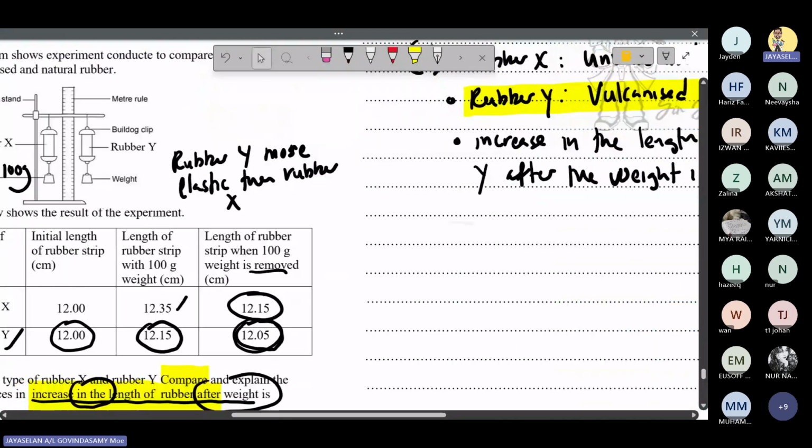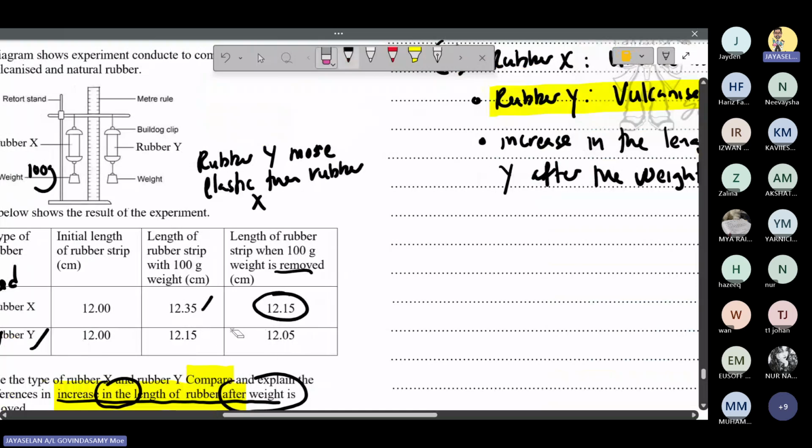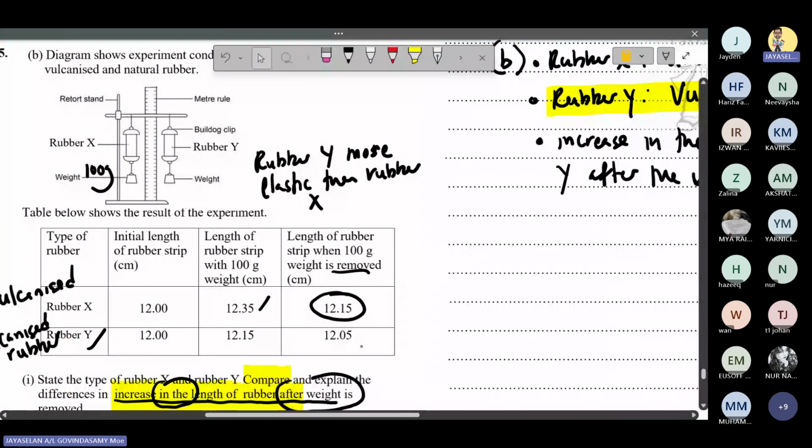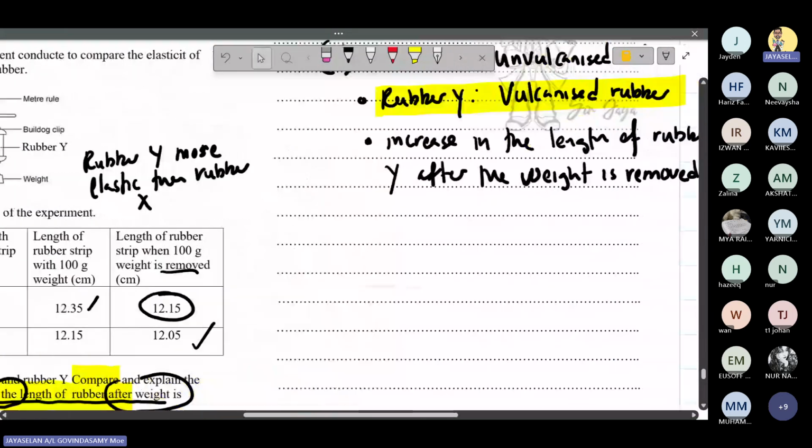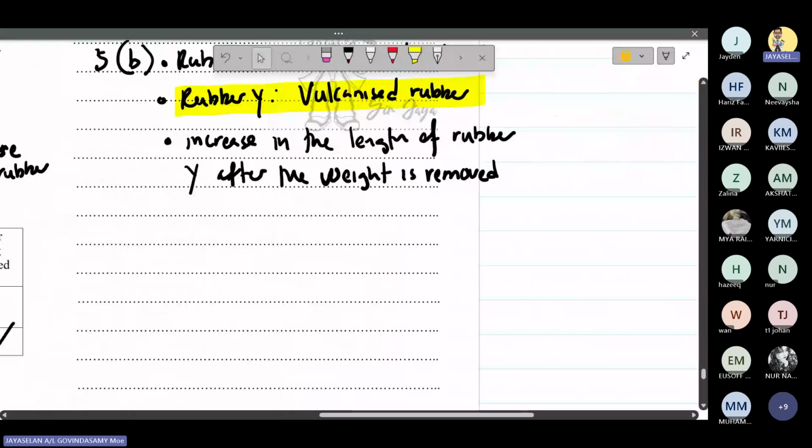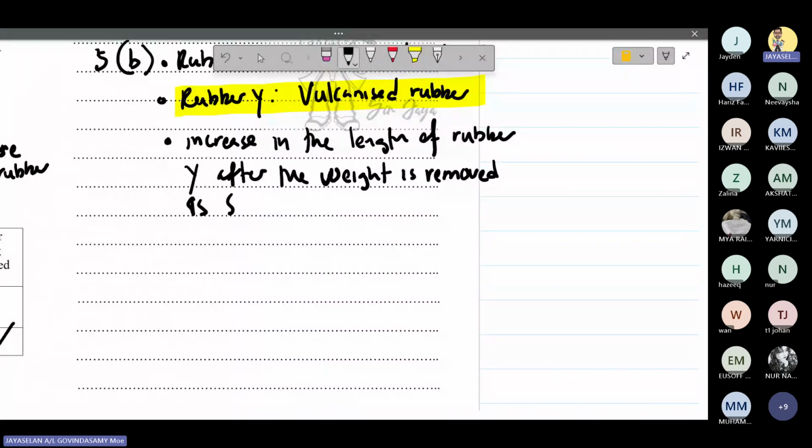Smaller or bigger? Kamu tengoklah di sini. So it is small, right? So this is smaller. So I put here is smaller than rubber X. So kamu dah dapat satu markah.